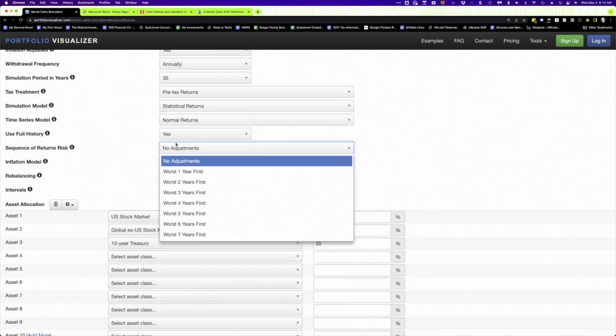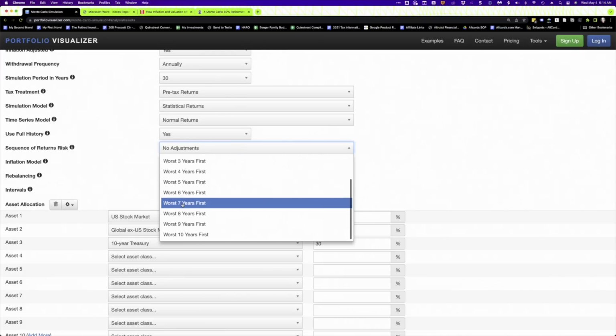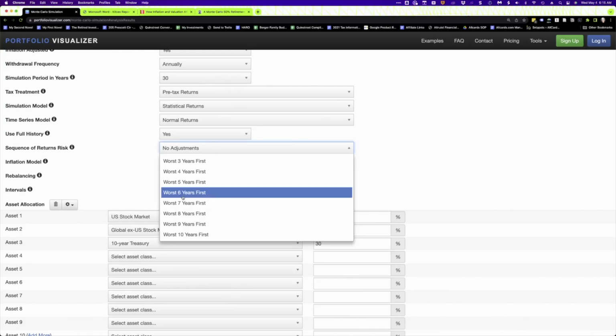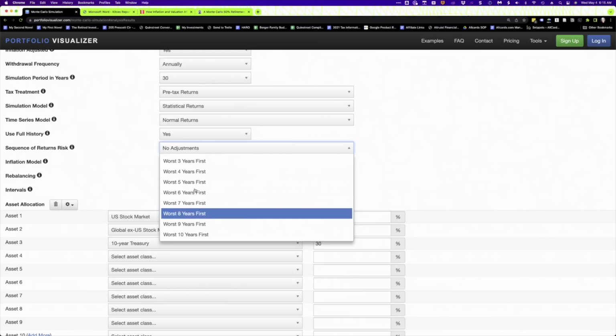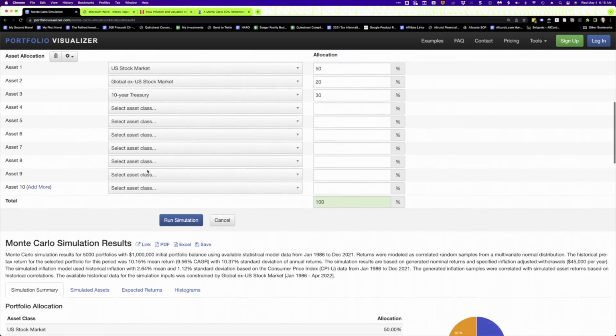In sequence of returns risk, we can say, okay, let's assume you do your random simulations, but one thing that won't be random is let's assume the first year is a bad year. And by bad, it's the worst. Worst, again, based on stock market losses or portfolio losses and inflation. And we can go all the way down to the 10 worst years, right? And so the question is, how should we think about this? And should we assume some bad years? That's question one.